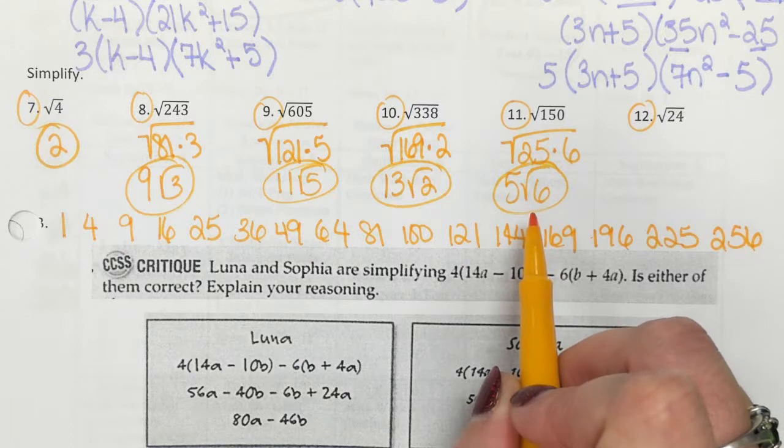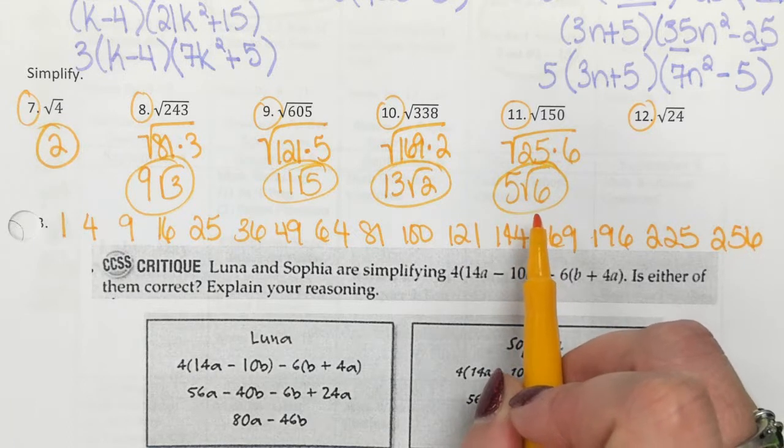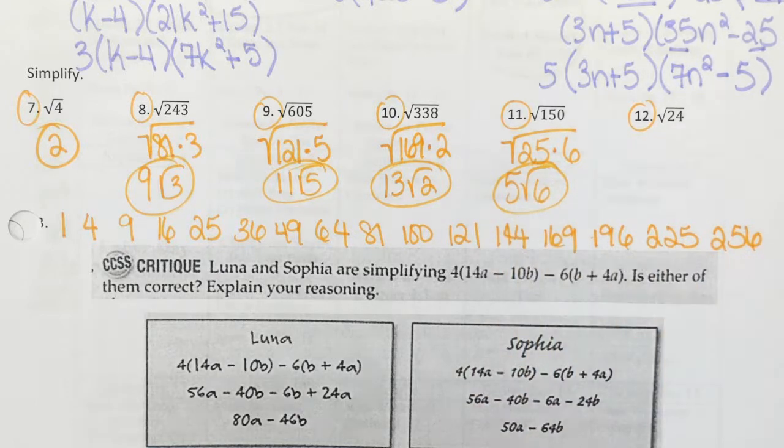You could say that 5 radical 6. You can say that 5 times square root of 6. There's a bunch of different ways to say it, okay? So don't freak out if somebody calls it different.